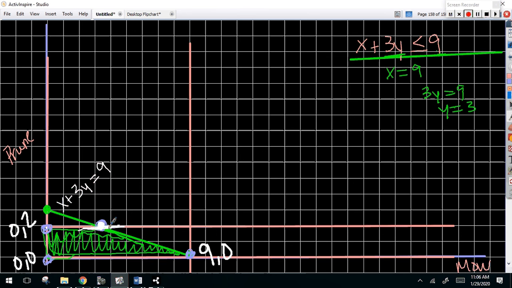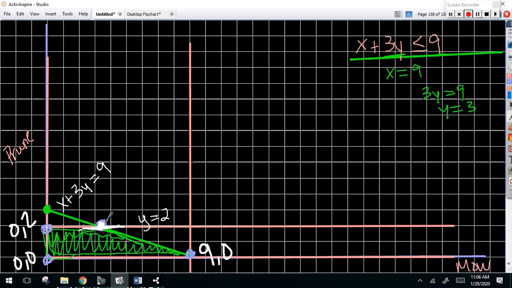When I put that equation in slope intercept form, the slope is -1/3. From the intercept, you go down 1 and over 3. Does that work? That works.